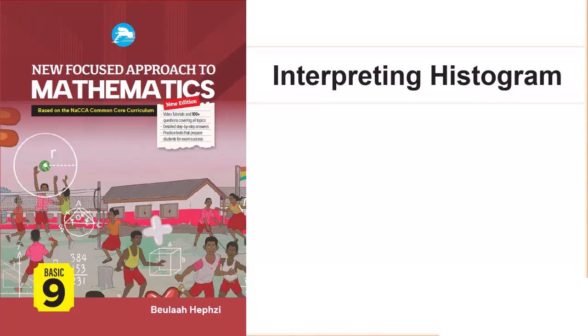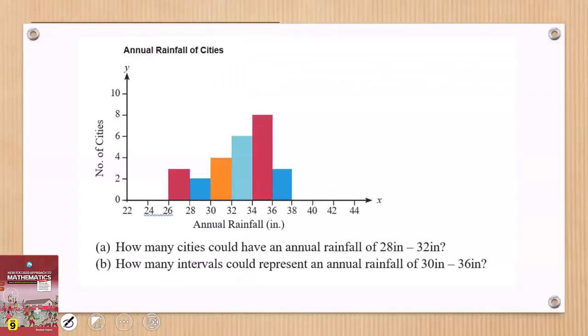Now, in our previous lesson, we saw how to draw histogram. Now, what we want to look at is when the graph is given to you and it's histogram, how do you interpret the histogram? We'll take an example and look at it. Let's say you are given this graph, which is the annual rainfall of cities. So we've graphed the number of cities against annual rainfall in inches. And so each bar represents a particular rainfall. And then the number of cities that have that range of rainfall.